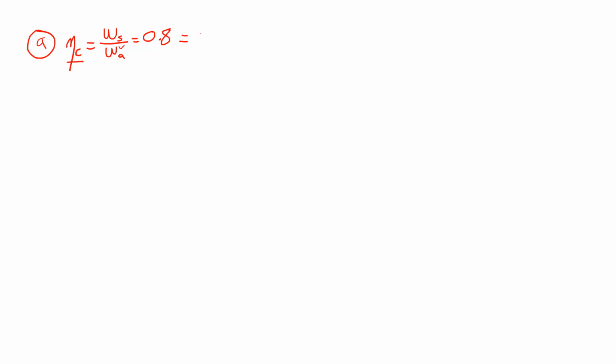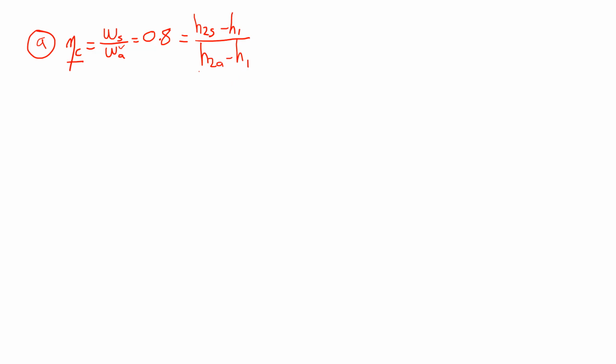So again, the isentropic work, this is in terms of specific work, right? Specific work per mass. So the isentropic work would be the enthalpy coming out of the compressor if it were isentropic minus the enthalpy going in, divided by the actual work, which would be the actual enthalpy coming out of the compressor minus H1.